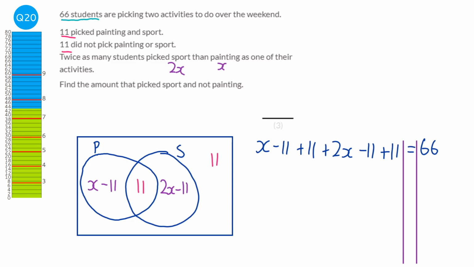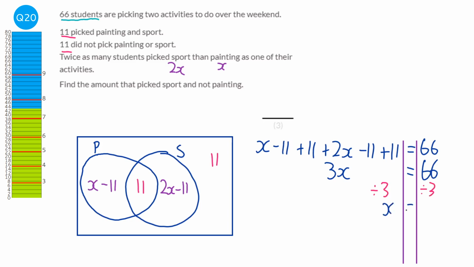Now here we've got x plus 2x, which is 3x. And we've got minus 11 plus 11, minus 11 plus 11. Well, those just cancel out. So we're left with just the 3x equals 66. I'm going to divide that by 3 both sides.